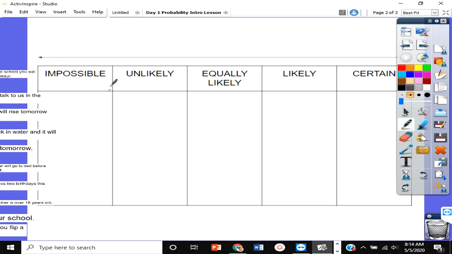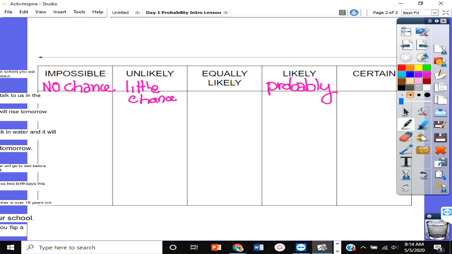words. Impossible, which means that there is no chance of something happening. Unlikely, a little chance. Equally likely means that it could or could not happen and has an equal amount of chance of happening or not happening. Likely is probably, but not certain. Okay, and certain means that it is 100% sure that this will happen.